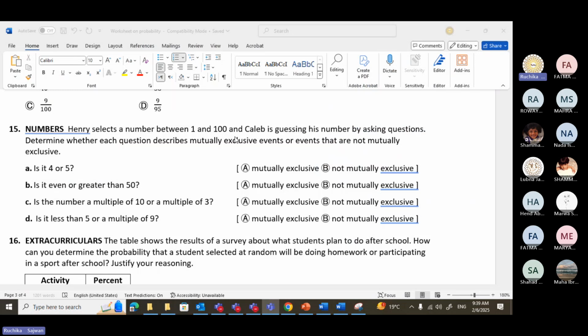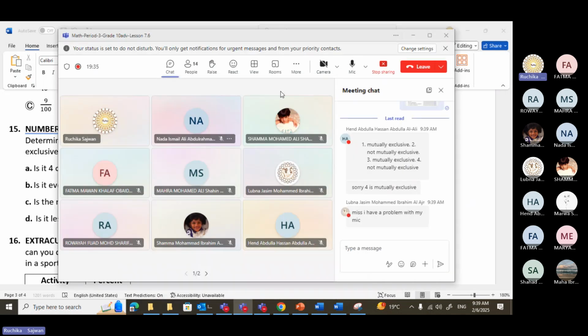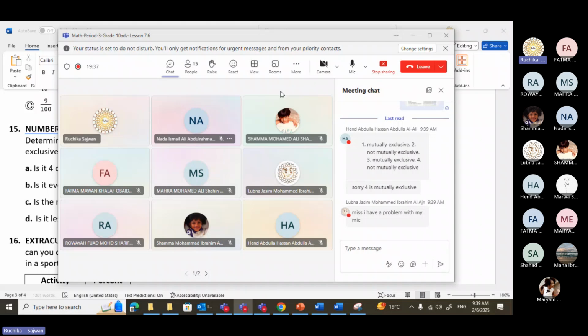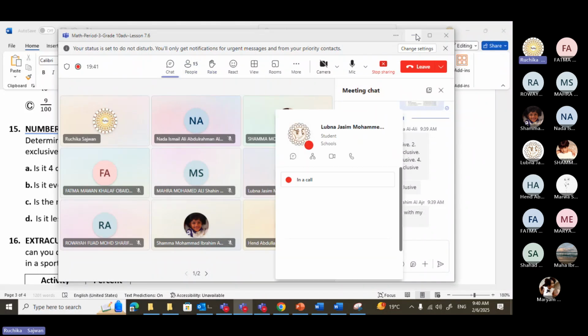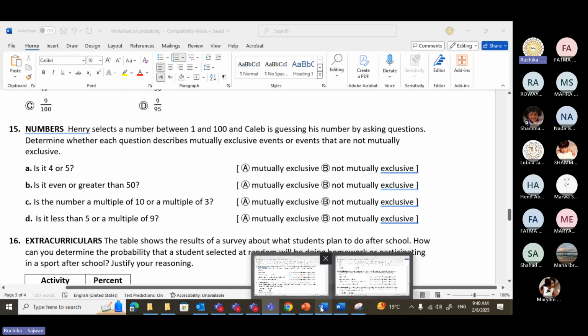Okay, so tell me. Is it 4 or 5? So there are so many cards, 1 to 100. 4 or 5. Can they have anything common? Tell me, girls. You can use your mic now. Unmute and say. Okay, you can type if your mic has an issue, no problem. Will it have anything common? 4 or 5? Is it possible?